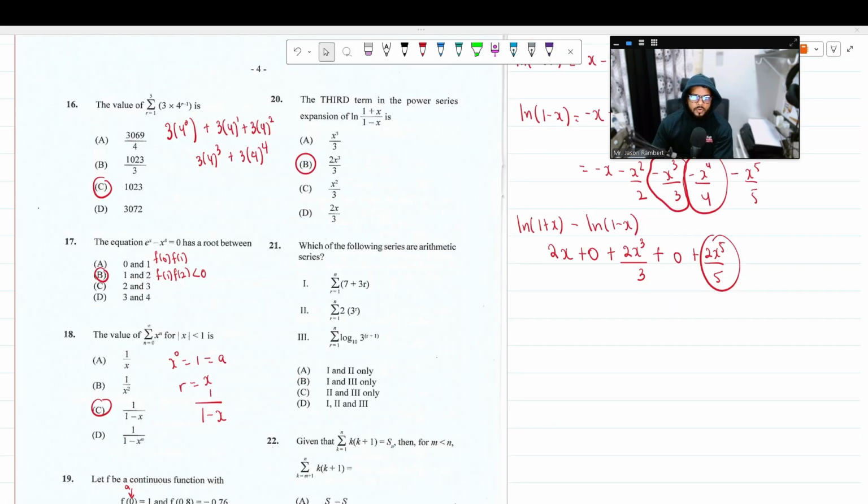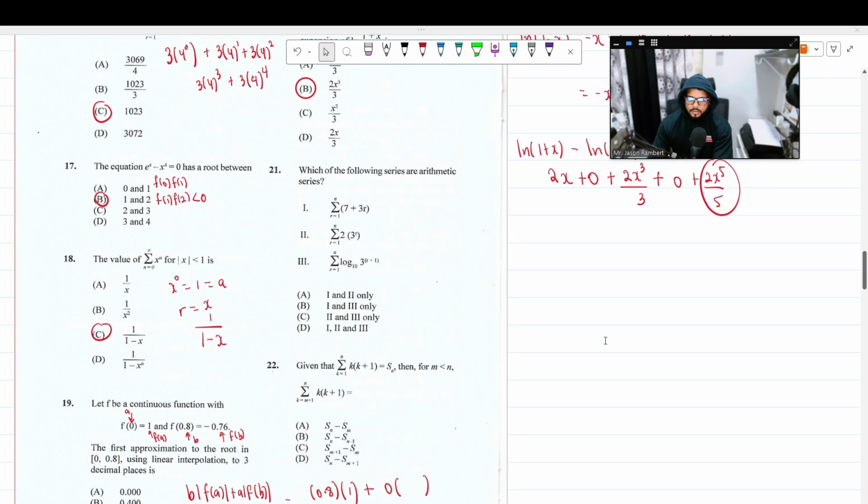Alright, number 21. Which of the following series are arithmetic series? Oh God. By looking at it, I can tell one is an AP off the bat. First term is 7, and 3 is 10. Next is 13. Next is 7 and 9 is 16. So that's an AP for sure. The first term here is 3 2s are 6. Second term is 3 3s are 9. 9 2s are 18, and 27 by 2 is 54. So 2 is definitely not an AP.